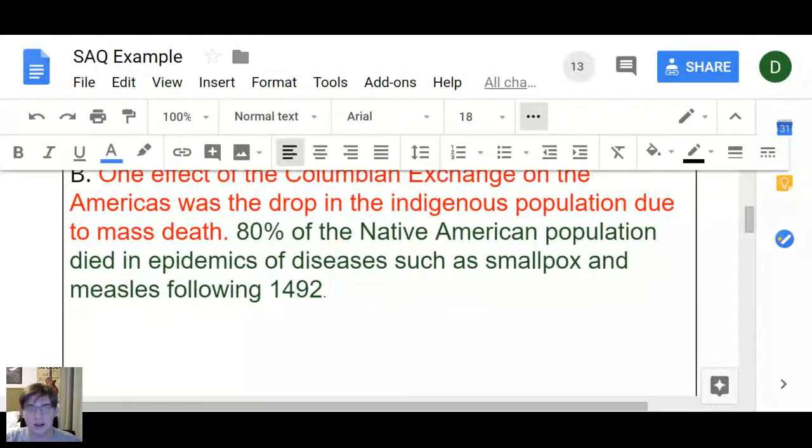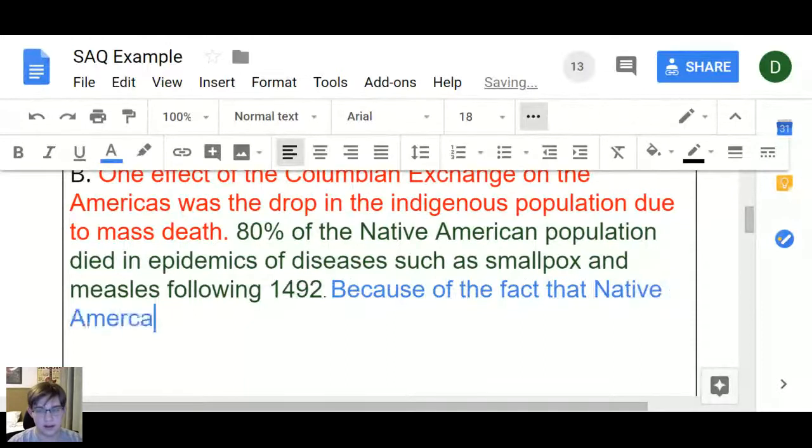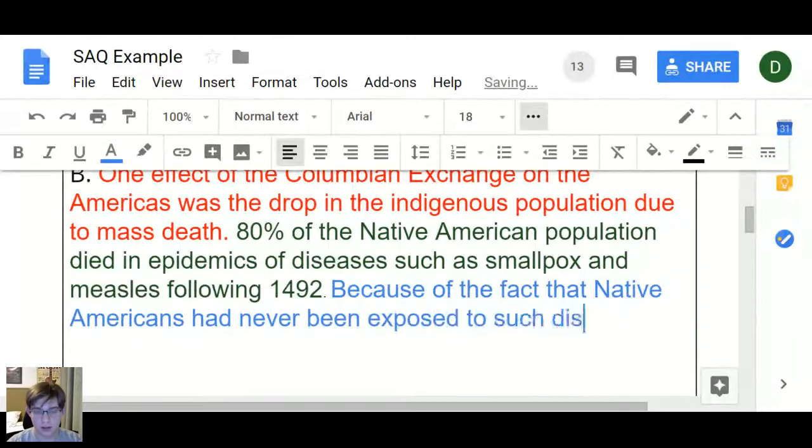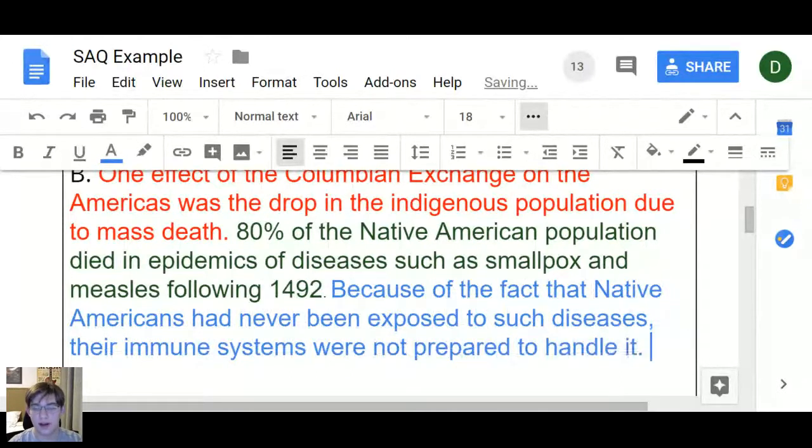Exactly. So you could say here as your explanation, because of the fact that Native Americans had never been exposed to such diseases, their immune systems were not prepared to handle it. There's our explanation. And then our final thing that we want to do as further explanation, we want to connect it to the Columbian exchange. We always want to connect it to our bigger question that says a lot about Europeans.